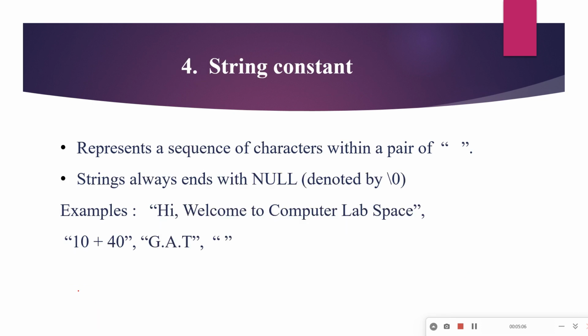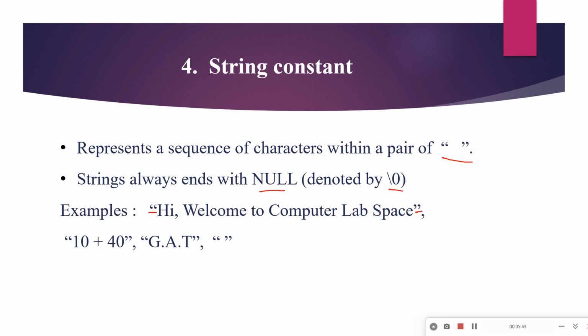Next, we will go for the string constants. String is nothing but a collection of characters. We can say it is a collection of characters or sequence of characters which are enclosed within a pair of double quotes. This is what we call a string constant. And always this string should end with null, slash 0. Slash 0 denotes the null character.